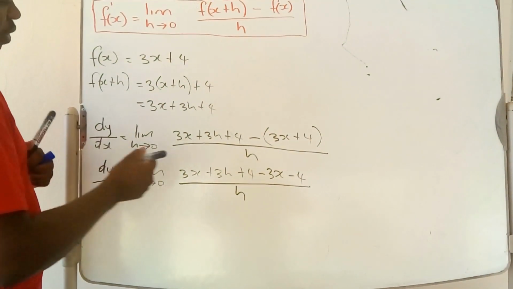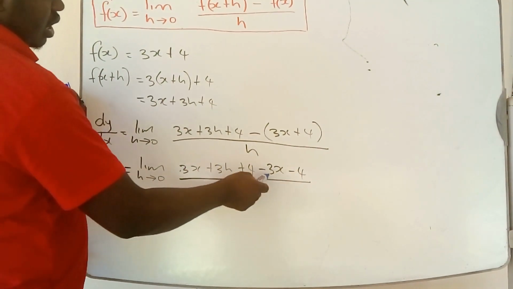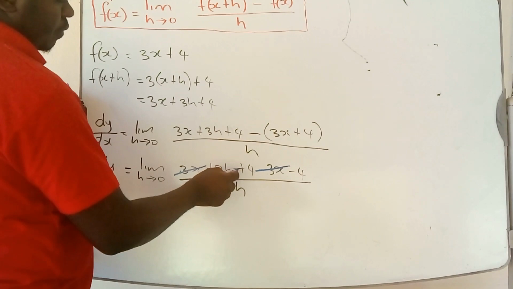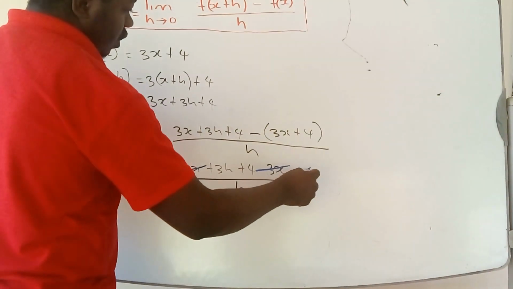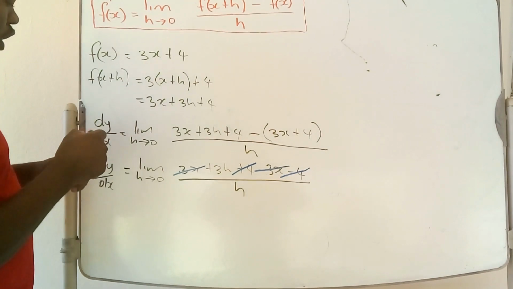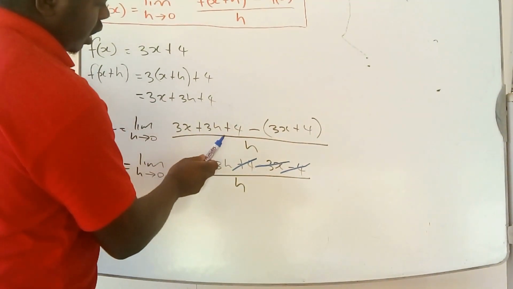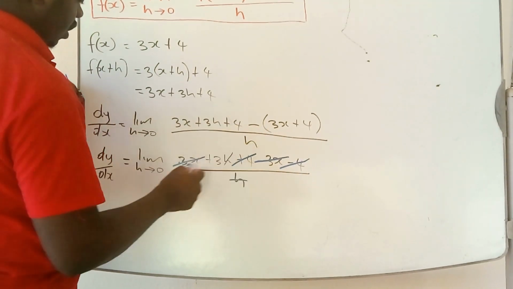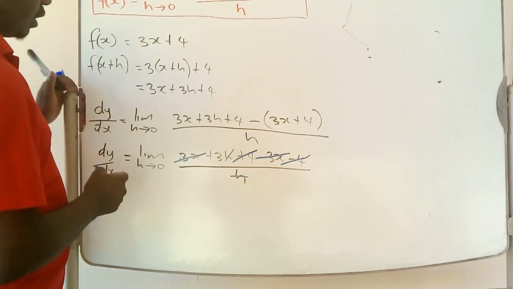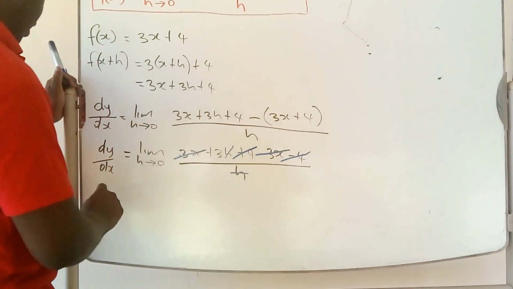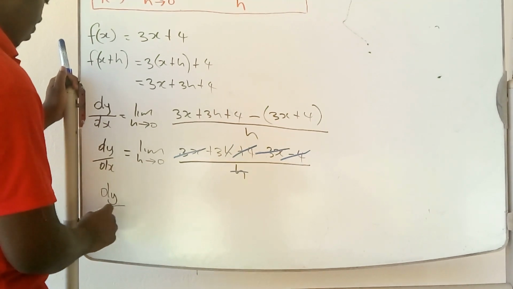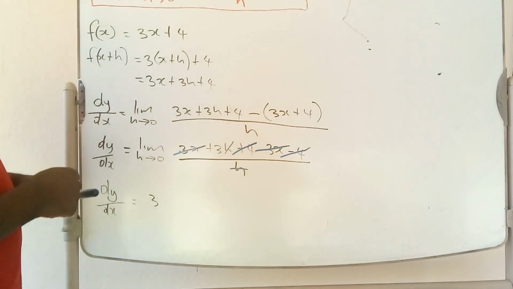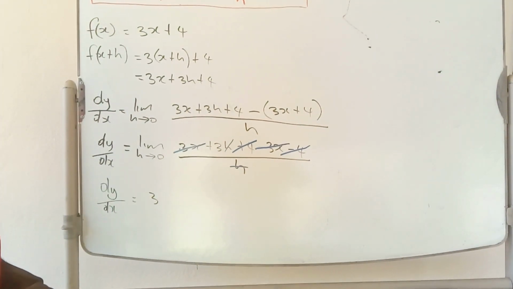So now we have a positive 3x and a negative 3x, so those can cancel out. We also have a positive 4 and a negative 4, so those can cancel out. So all we are left with is 3h over h, and h can cancel out h, right? So all we're left with, dy by dx is equal to 3. See there? Pretty easy. Alright?